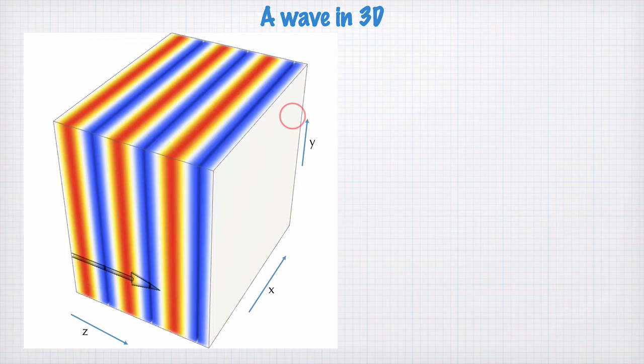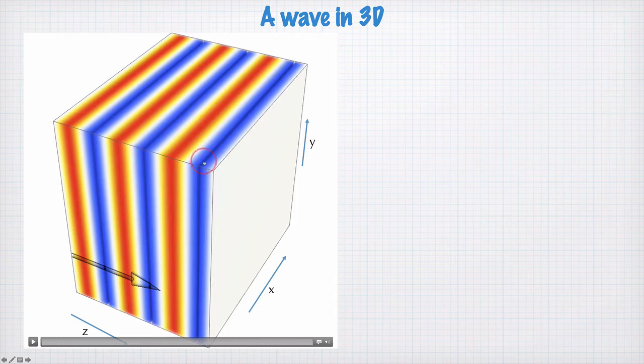I want to return now to a discussion of wave propagation, this time in higher dimensions. So here is our box of wave. It's a wave propagating in 3 dimensions. The wave is, in the first instance here, propagating purely in the z direction, and we are looking at a cross-section of the wave here in the xy plane.